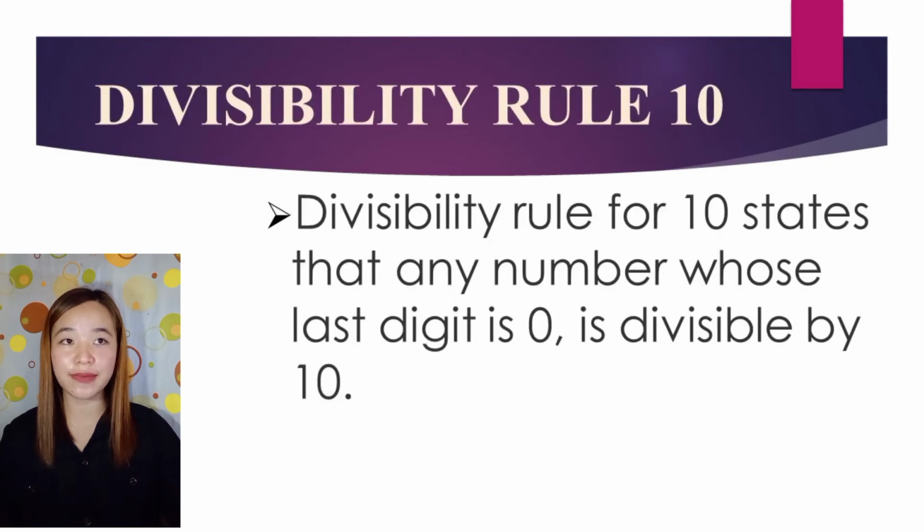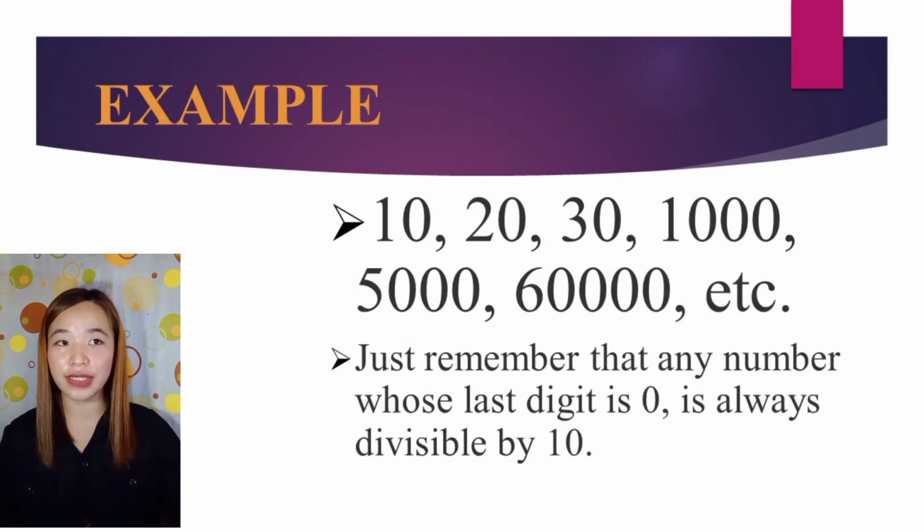So next, the divisibility rule of 10. The divisibility rule for 10 states that any number whose last digit is 0 is divisible by 10. So for example, 10, 20, 30, 1,000, 5,000, 60,000, and so on. Just remember that any number whose last digit is 0 is always divisible by 10.